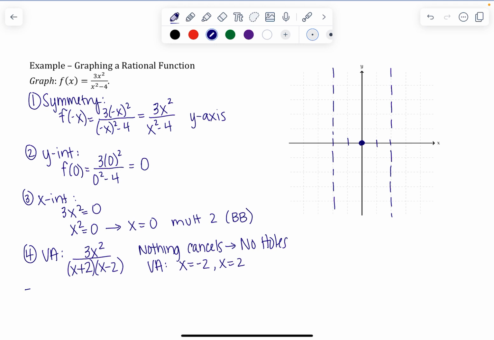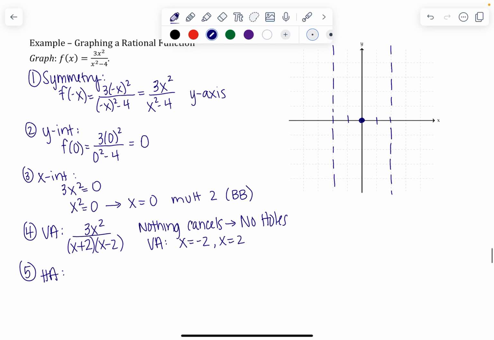Okay, lastly, before we graph, our horizontal asymptote. The degree of our numerator is 2, and the degree of our denominator is also 2. Since those are equal, we're looking at our leading coefficients. So we have y = 3 over 1, or just y = 3.